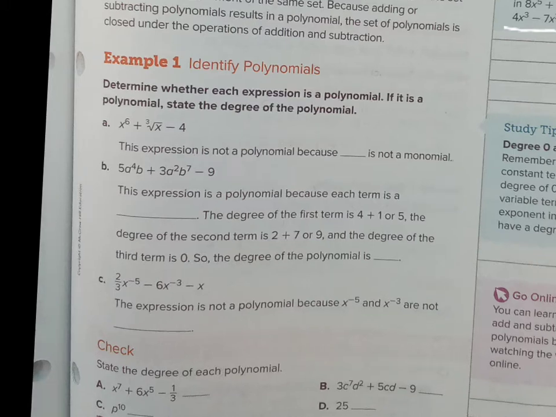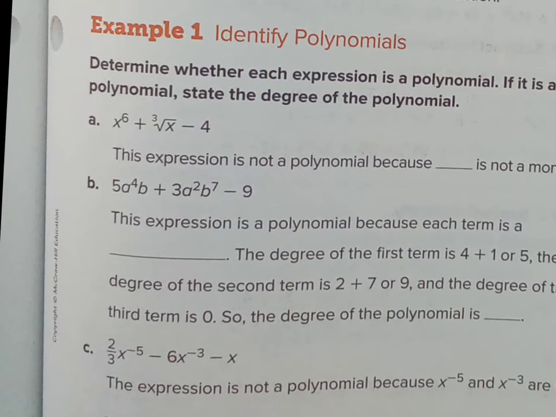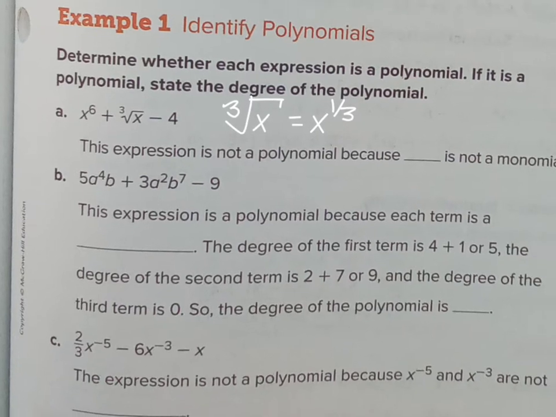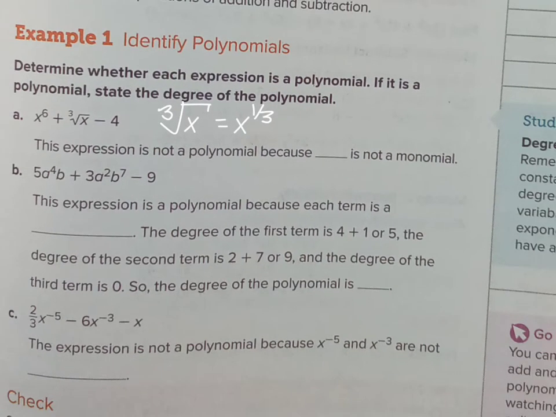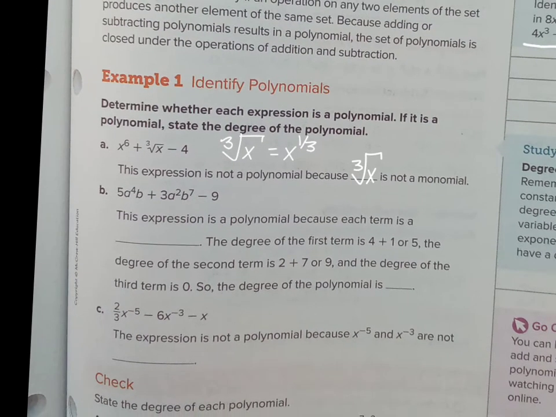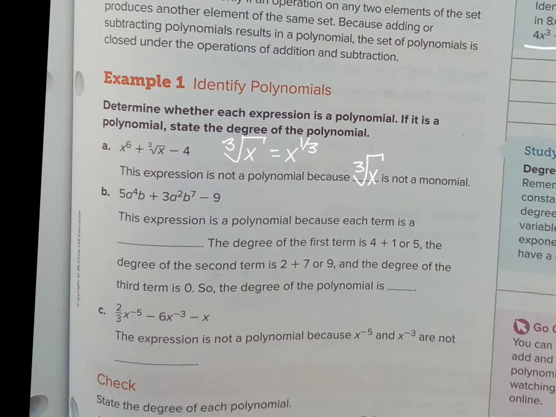But I was told that we didn't do this, and you don't know this. But the cube root of x means that the exponent is 1/3. And since that is not a positive integer, that means this expression is not a polynomial, because the cube root of x is not a monomial. And so you need all monomials inside your polynomial for it to be a polynomial.